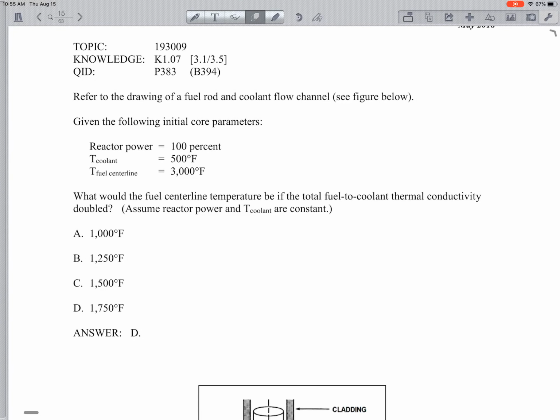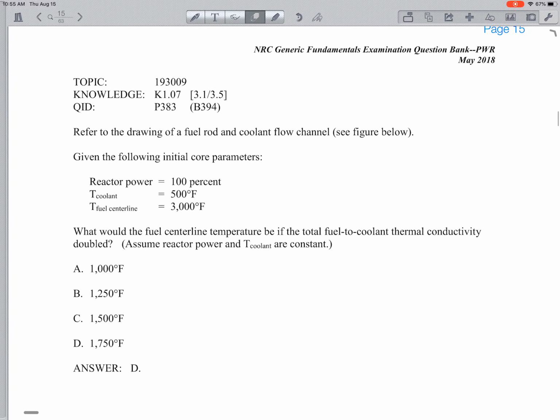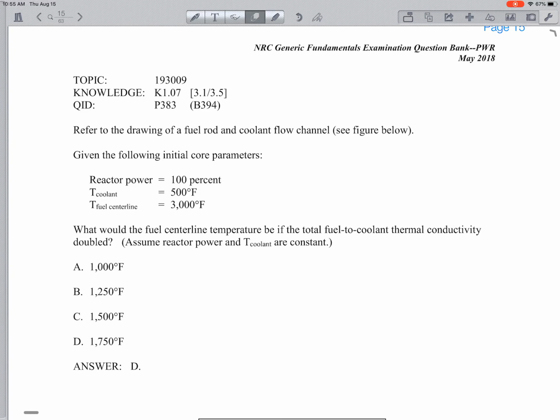All right, welcome back. So this topic is 193009. This is core thermal limits.